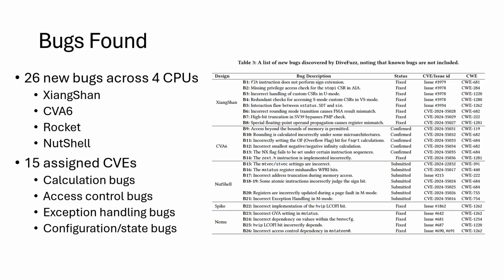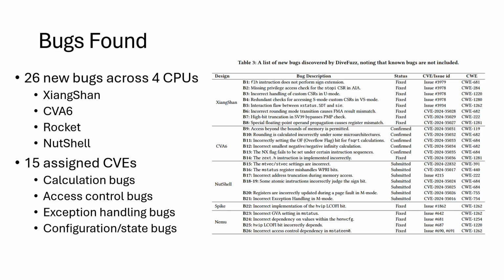So Jiangshan, CBA6, Rocket Core, and Nutshell. And then 15 of these were serious enough to get CVE identifiers, which is a way of marking vulnerabilities in the cybersecurity space. And so the bugs fall into several categories. We have calculation bugs, access control bugs, exception handling bugs, configuration bugs.